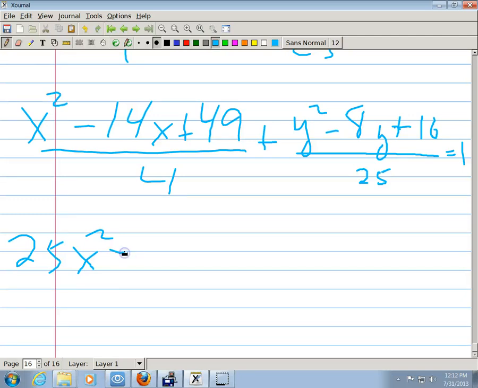The common denominator is 100. Now, if I multiply everybody by the common denominator, the denominators will cancel. That's my idea. I don't want any denominators, right? The general form has no denominators. The elliptical form does.